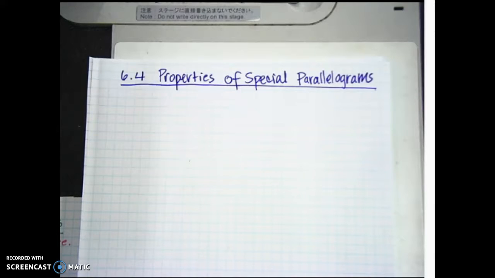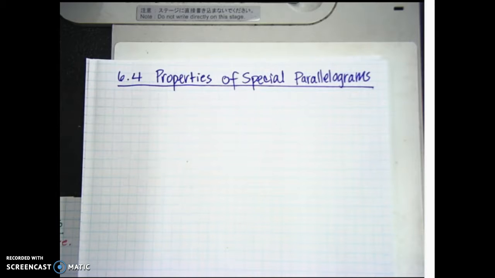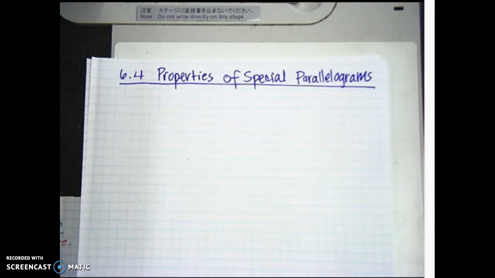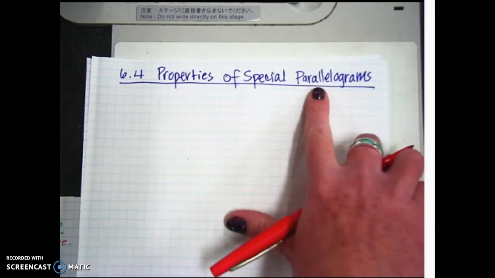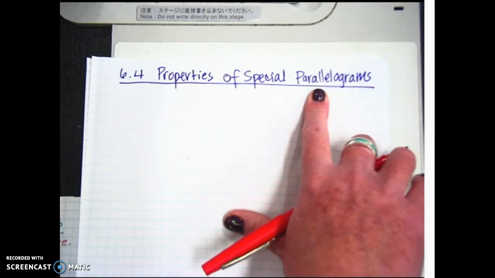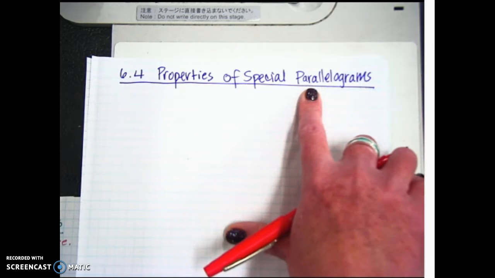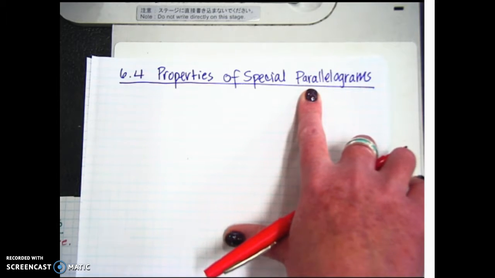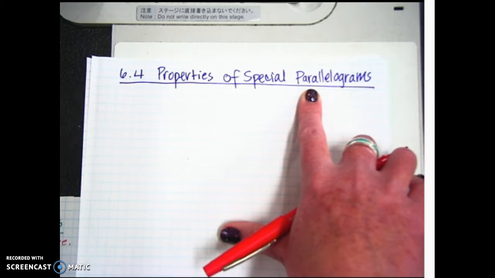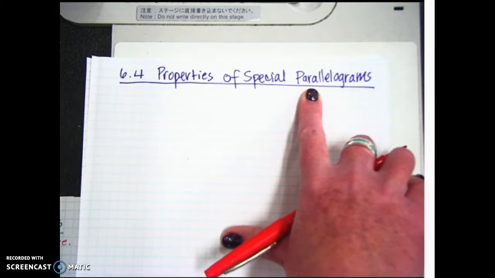In 6.4, we have 3 special parallelograms that we're going to talk about, and they're all parallelograms, right? The parallelogram we talked about last week had those special properties. First one having to do with the word parallelogram, meaning opposite pairs of sides are parallel, because you got the word parallel in there. Not only are they parallel, they're also congruent, okay?